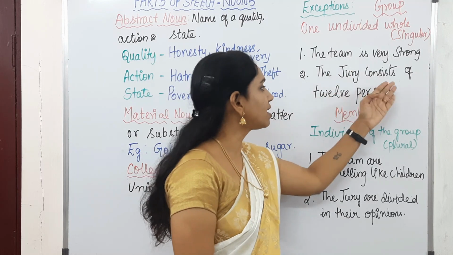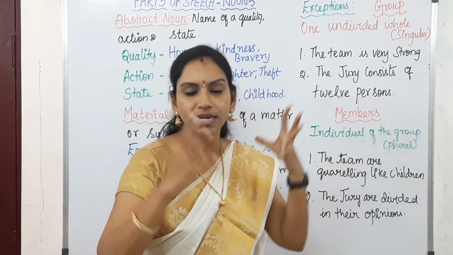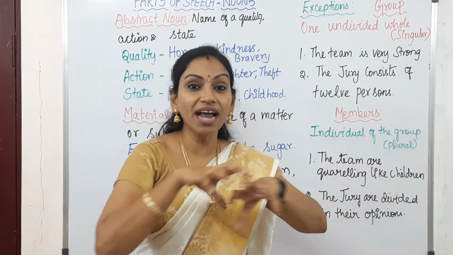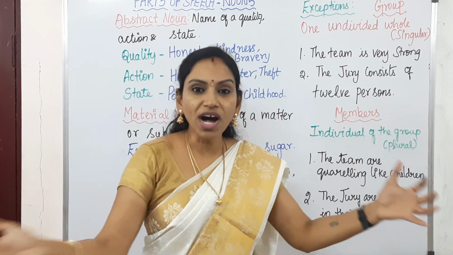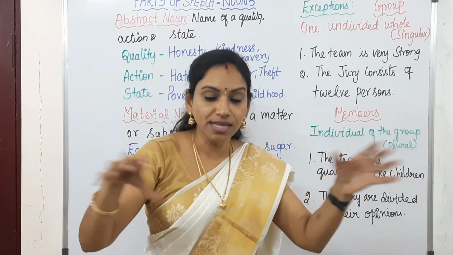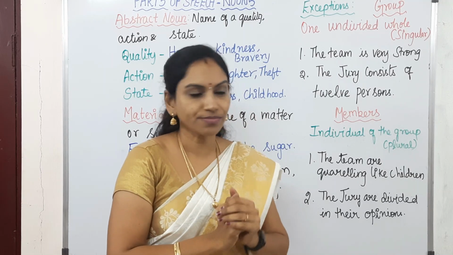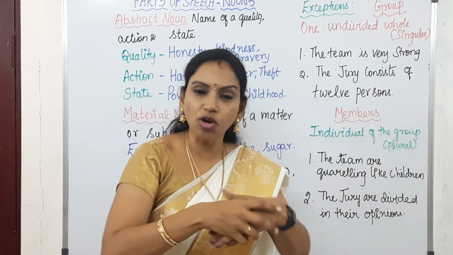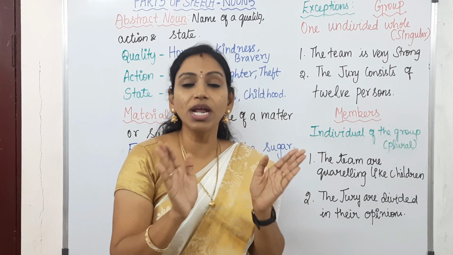Next, the jury consists of 12 persons. Any jury, for example, Miss India contest, Miss World, Filmfare Award, you will have a jury, a panel of judges, isn't it? The panel of judges work as a team. We don't call them separately. In such a case, you will consider that jury as a singular noun. The jury consists of 12 members. That whole group of 12 members you will call a jury. Single jury.